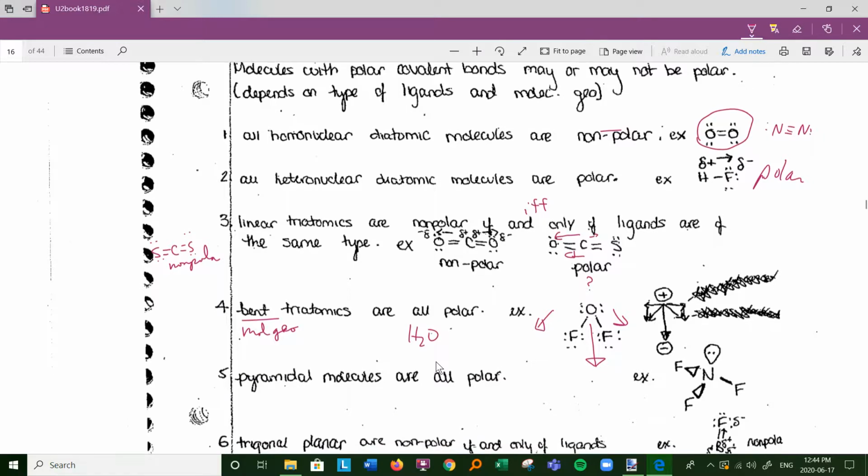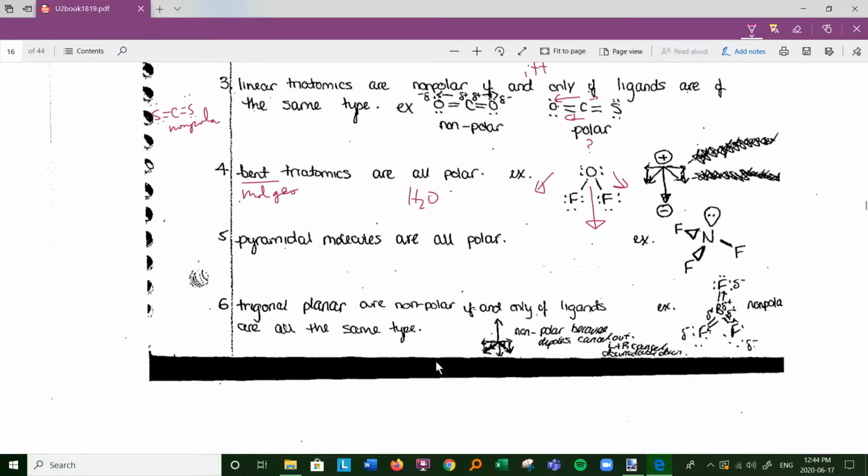Same with pyramidal. Fifth one, pyramidal molecules, they are all polar as well, because here you have nitrogen trifluoride. So you have 3 bond dipoles pushing down, and you don't have an atom up, so your negative end is at the midpoint between those 3 fluorines, and positive end near the nitrogen. So anything which has a pyramidal molecular geometry, that is a polar molecule.